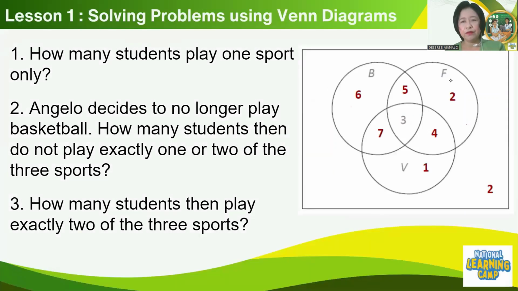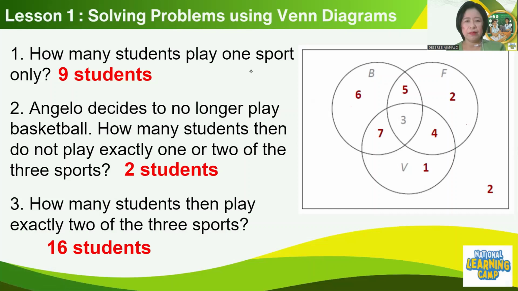So look at this Venn diagram. Okay, this is the Venn diagram from a while ago. So answer the questions. Number 1, how many students play one sport only? Number 2, Angelo decides to no longer play basketball. How many students then do not play exactly one or two of the 3 sports? And number 3, how many students then play exactly 2 of the 3 sports?